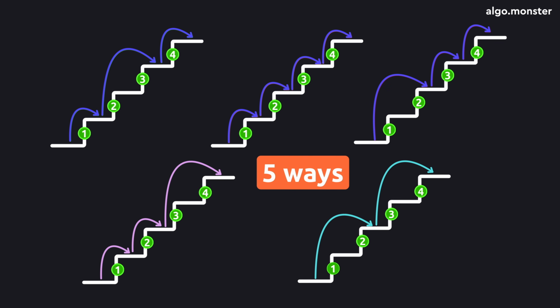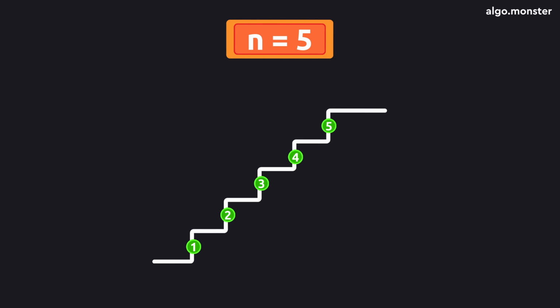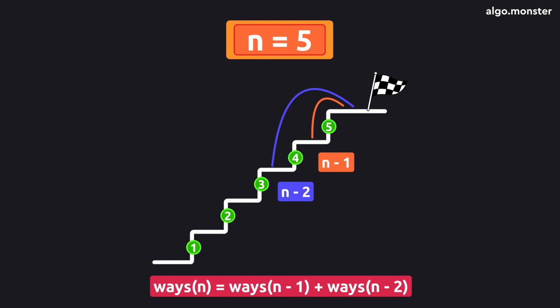So the idea is this. We only count distinct routes for the 2 previous steps and then extend them. The same path can never be counted twice. We only expand it by 1 more step or jump. If we generalize this rule, we get that the number of ways to reach step n is the sum of the number of ways to reach step n minus 1 and step n minus 2, simply because you can only get to step n from the 2 previous ones.